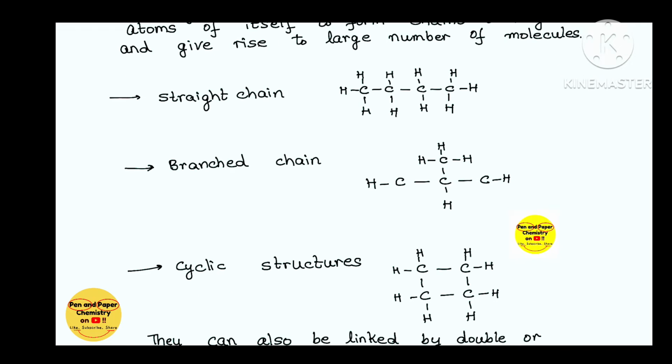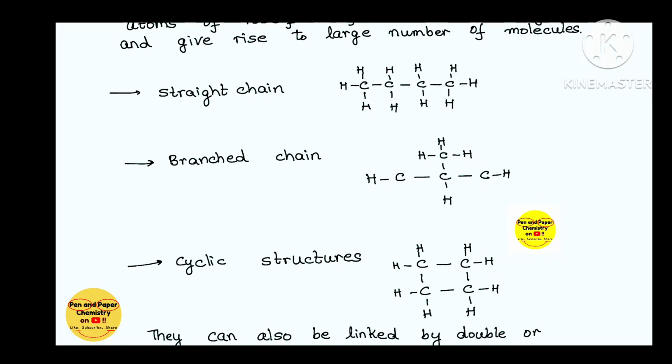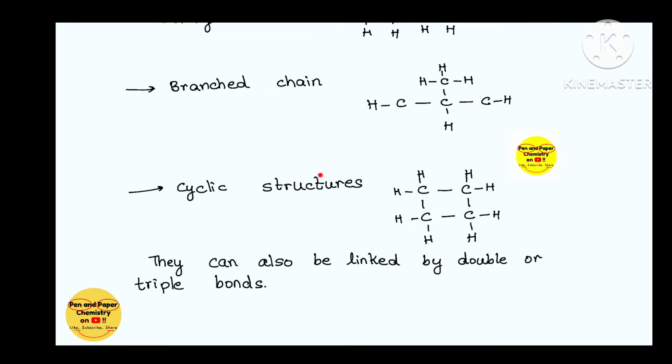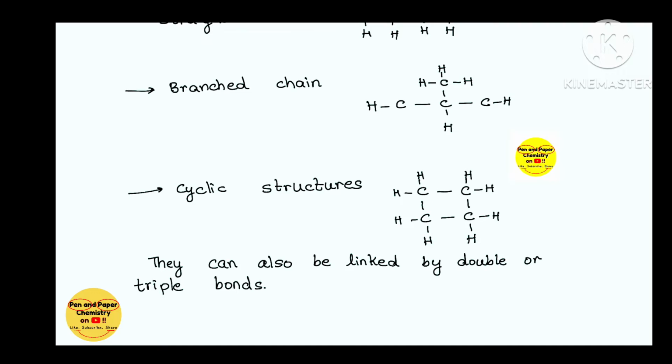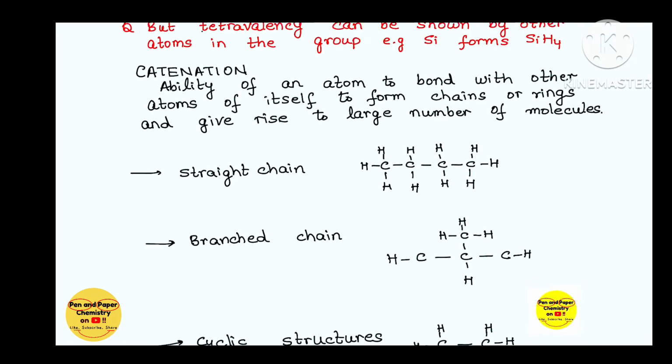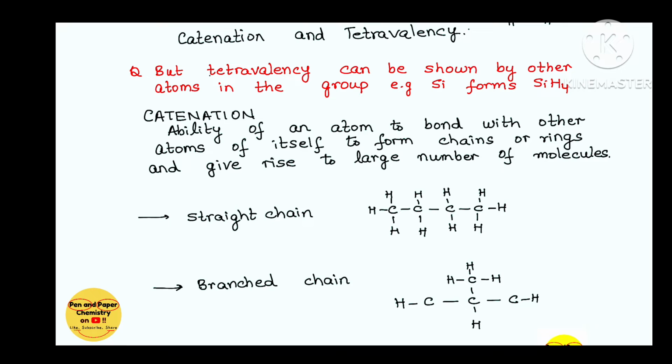So you see, this is a straight chain, this is a branched chain, this is what we call a cyclic structure. I haven't yet shown structures where there's a possibility of double or triple bonds between the carbon atoms. So if you see, there are endless ways in which carbon atoms can join with each other.